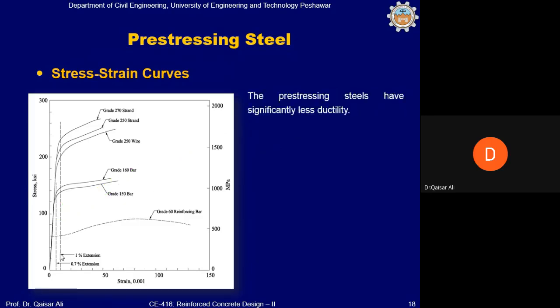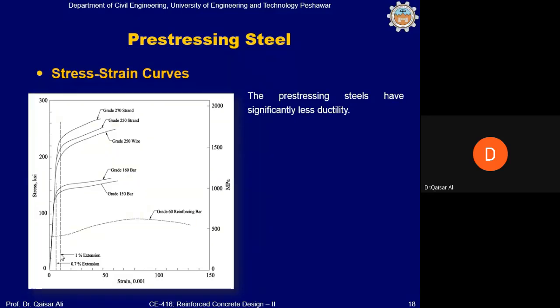You can also see that prestressing steels have significantly less ductility as compared to grade 40 and 60 mild steel bars. But unlike reinforced concrete, ductility is not an objective to be achieved in prestressing steel, because you have seen that there is complete elimination of tensile stresses and deflection.